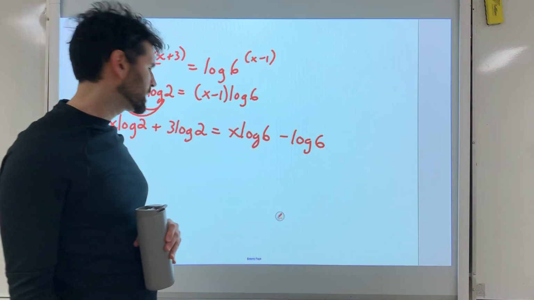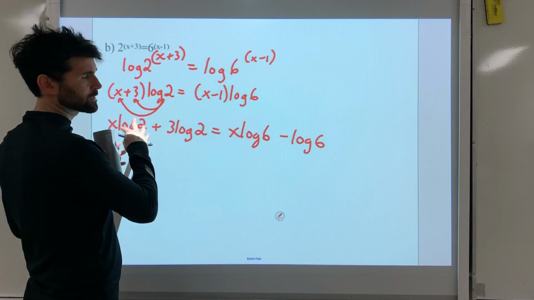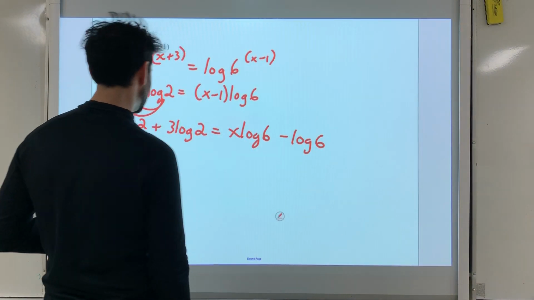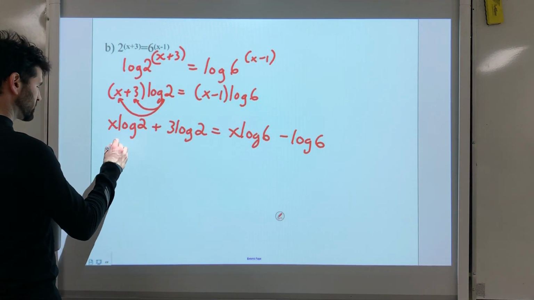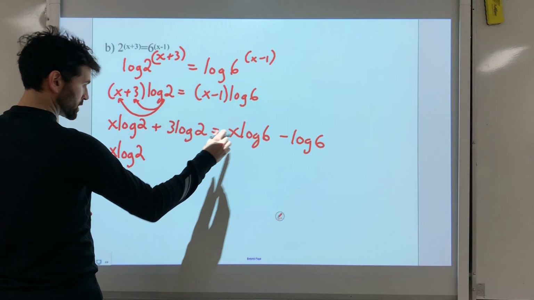Now what? Well, we need to isolate x. So let's bring all our x's to one side and push all the numbers to the other side. So I'm going to subtract this from both sides. So here I have x log 2. I'm going to subtract that one.